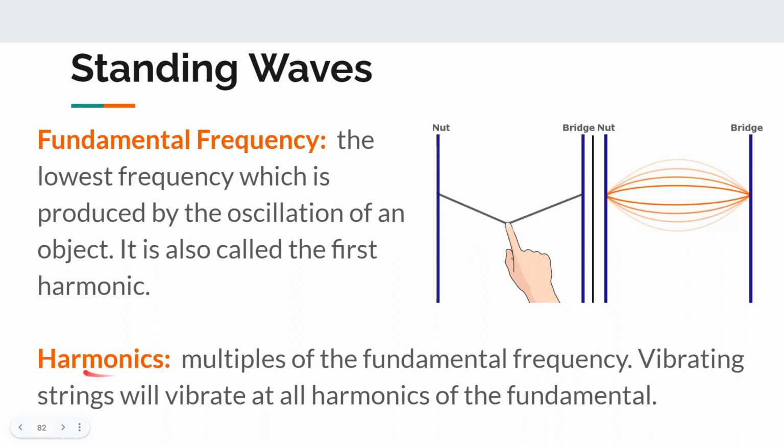The harmonics, when he talked about the second harmonic and the third harmonic, and we could keep going with that list, are all multiples of the fundamental frequency. So if you have a vibrating string or a vibrating column of air in certain types of instruments, okay, they will vibrate at all of the harmonics of the fundamental. And again, we're going to talk about these terms more as we look at some examples.